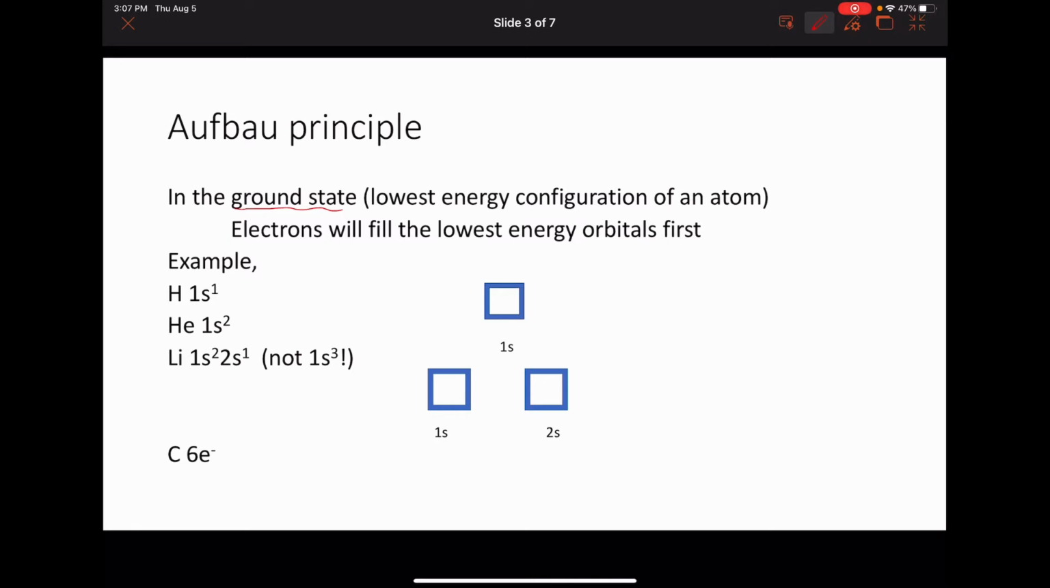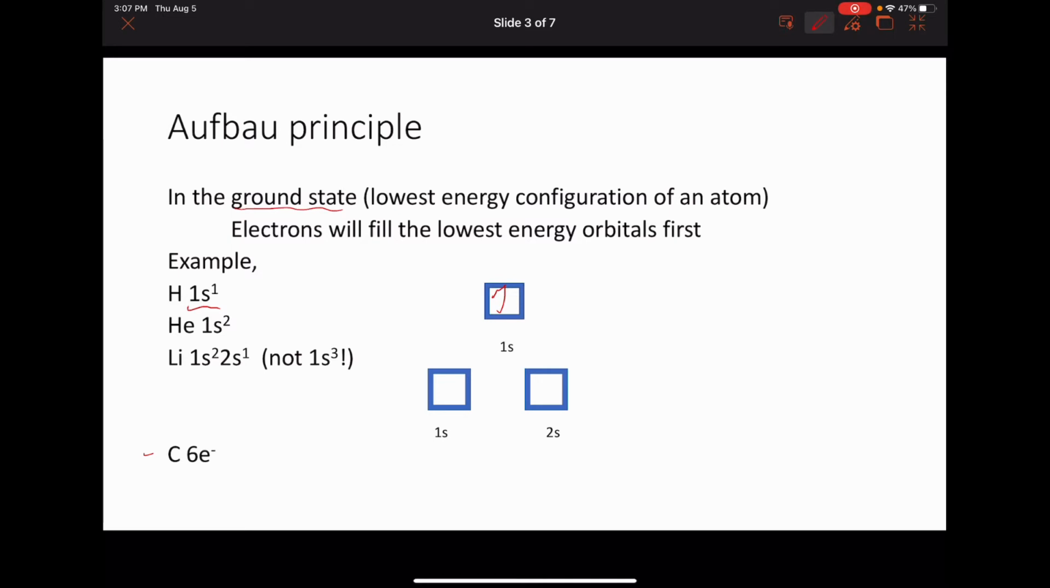So let's start with the first 3 atoms on the periodic table. Hydrogen has 1 electron. The lowest energy orbital is 1s, so it's going to go into the 1s. We write it as 1s1. You will also sometimes see a box with 1s below it, and we can put our spin up or our spin down to represent our 1s1.